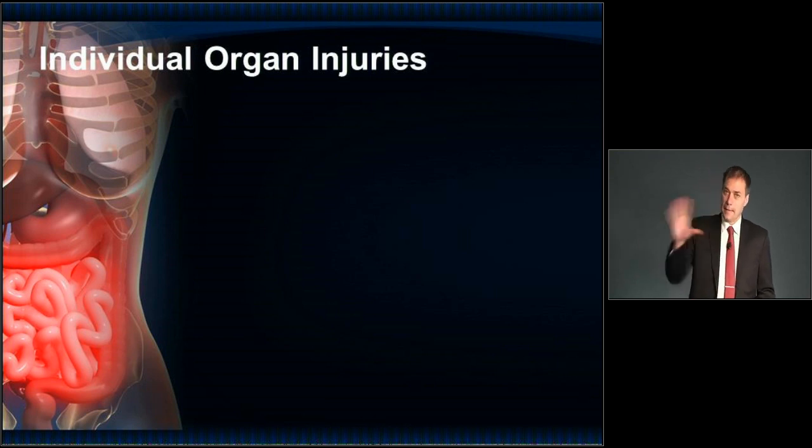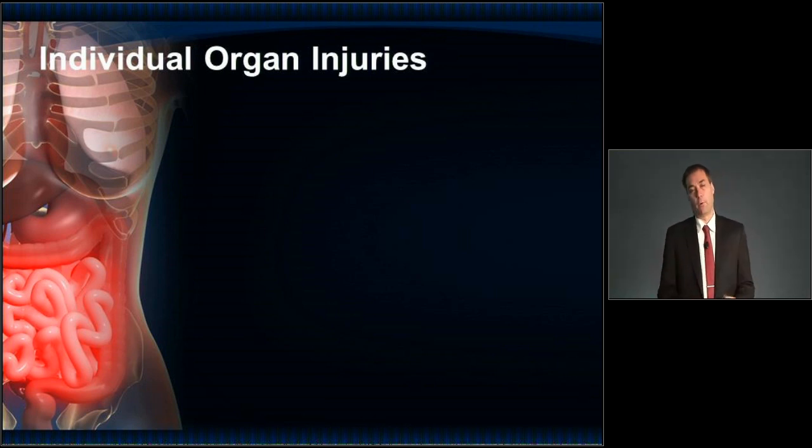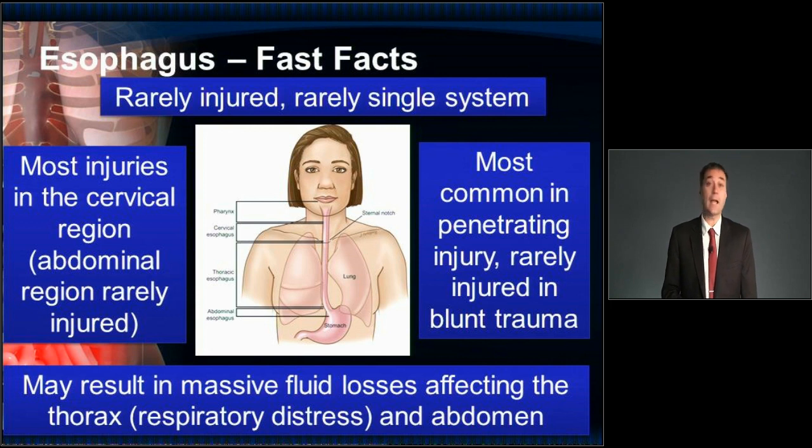Okay, now let's actually go organ by organ through all of the abdominal system and just talk about some of the different injuries with each of the organs of the GI system or the abdomen. So let's start actually up in the chest with the esophagus. This is a rarely injured area of the GI tract, and if it is injured, it almost always involves other areas of the chest. It's rarely a single system injury.